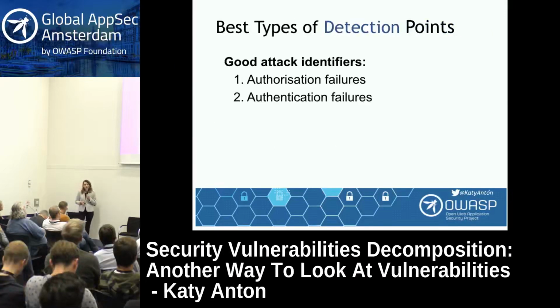According to the OWASP AppSensor project, which is a very good project, it has two parts. One is the tool, and another one is the documentation, and this is what I'm going to focus on as part of this presentation. So according to AppSensor, there are 6 types of detection points which are good attack identifiers.